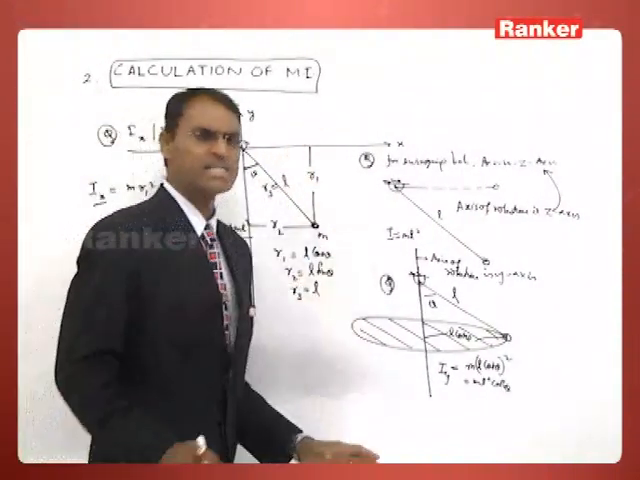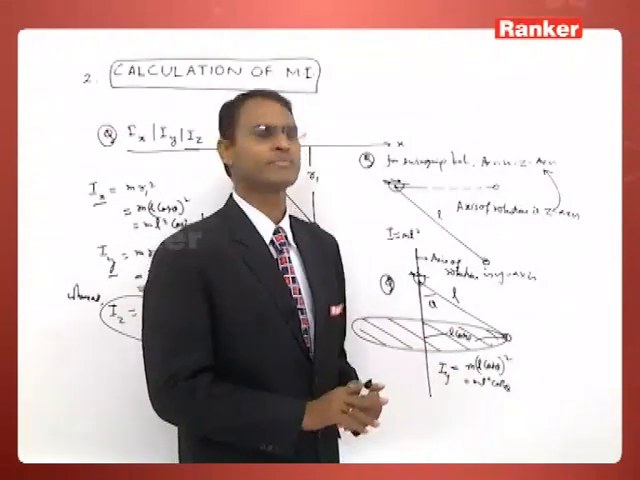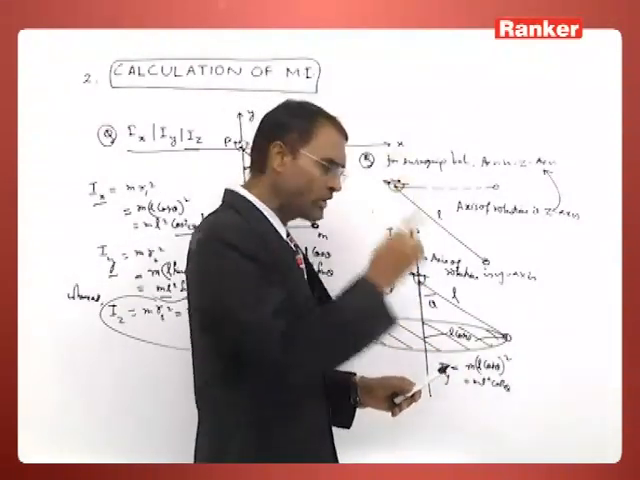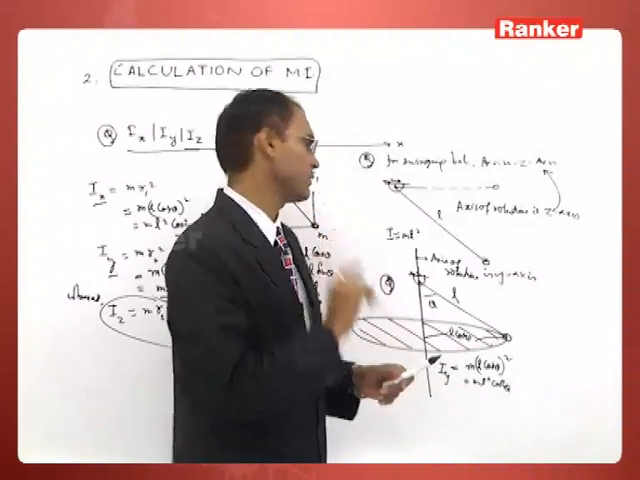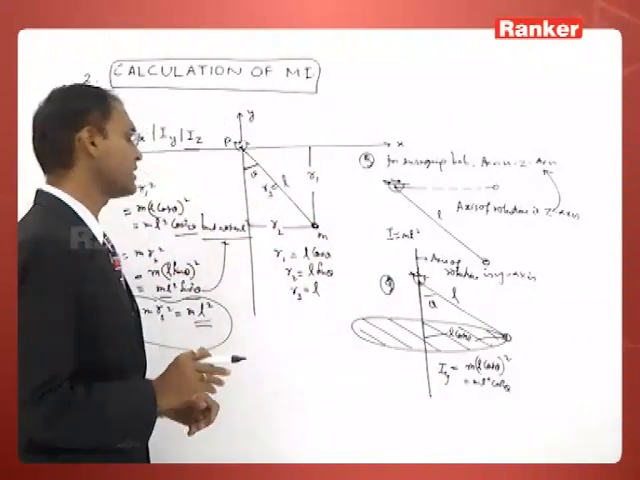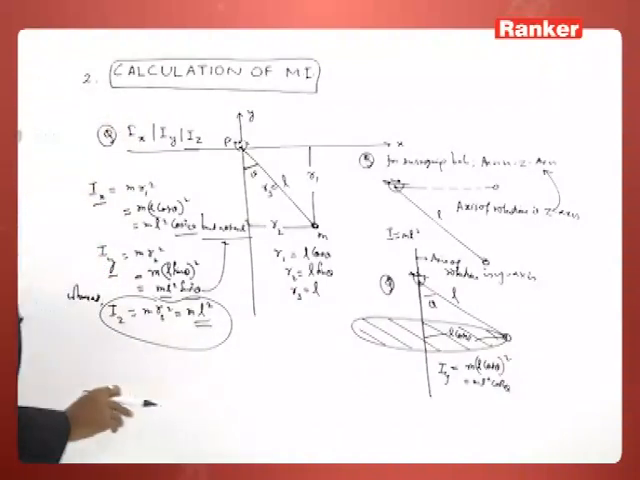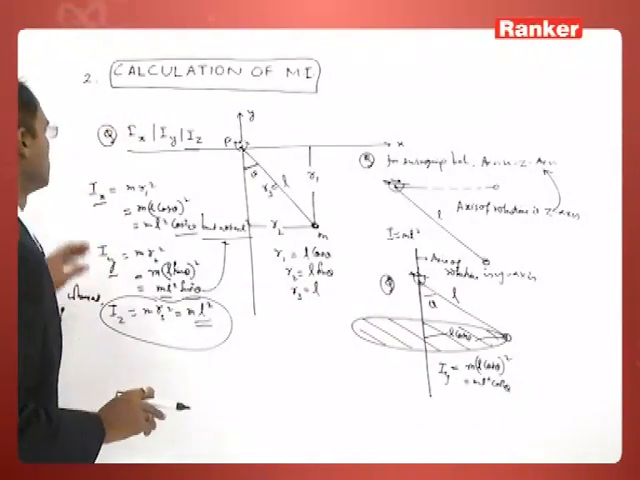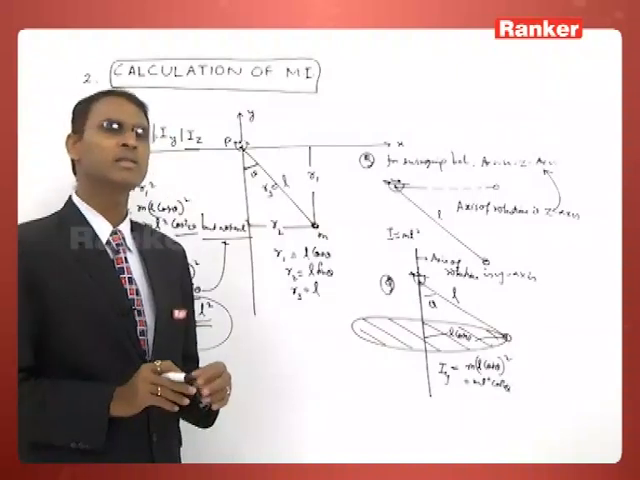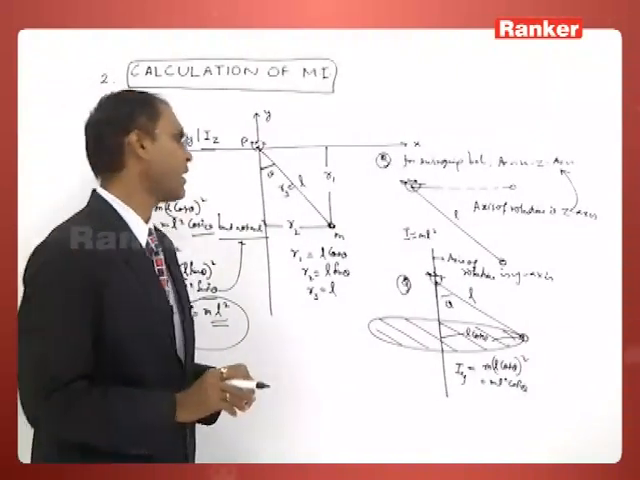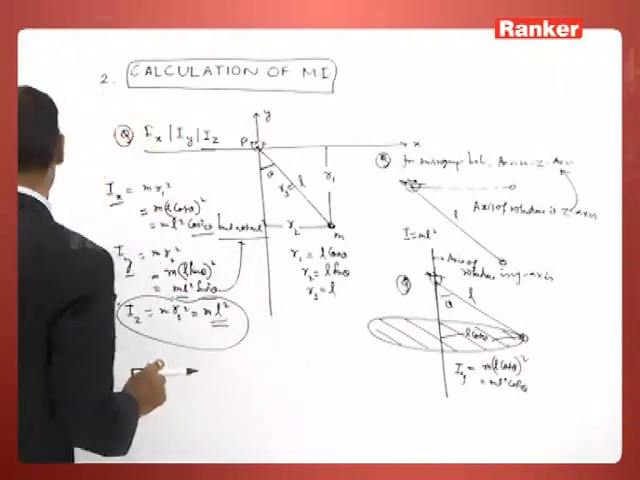So from the physical condition we have to analyze about which axis the string is revolving. About that axis, you have to calculate the moment of inertia. So this is the technique in calculating the moment of inertia for a single particle or a group of particles.